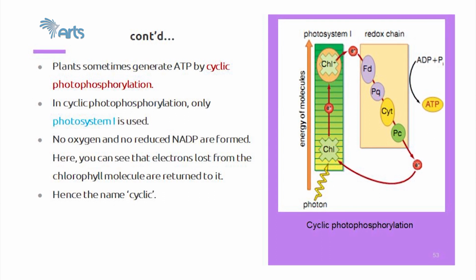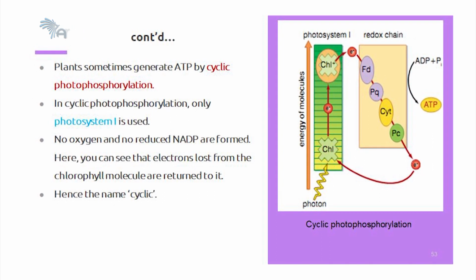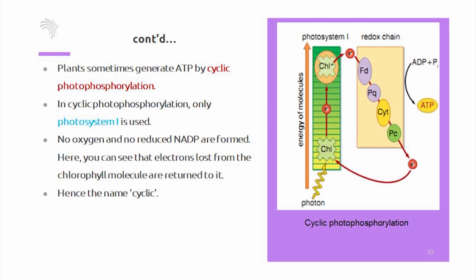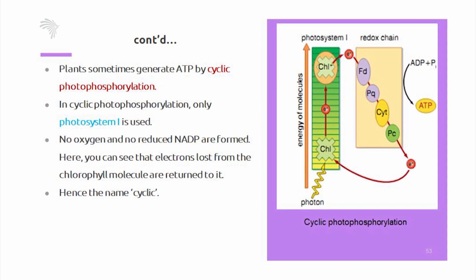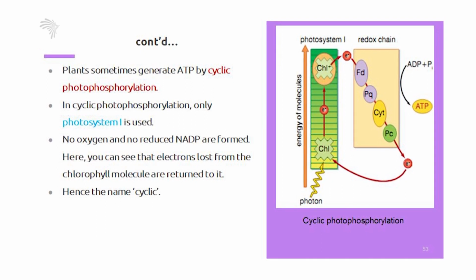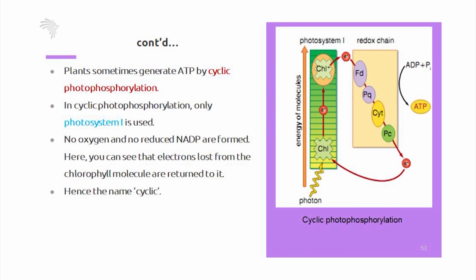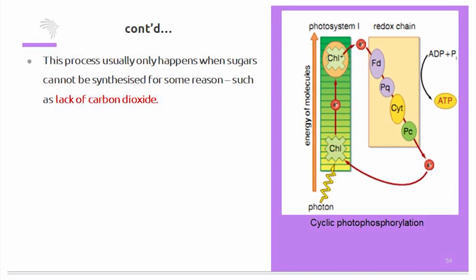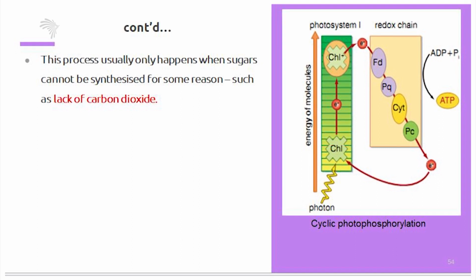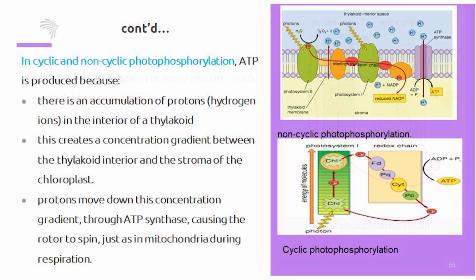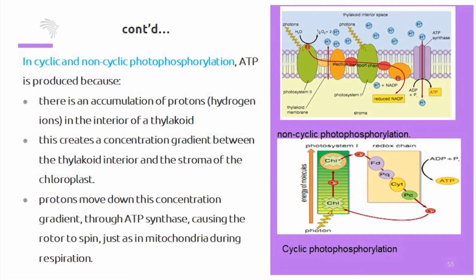So in this slide you can see as the light strikes this chlorophyll molecule, electrons are ejected, go down different carrier molecules, and there is a production of ATP molecules, and the electrons return back again to the chlorophyll molecule. So photosystem 1 is sometimes working independently. The process usually only happens when sugar cannot be synthesized for some reason, such as, let's say, lack of carbon dioxide. In lack of carbon dioxide, only photosystem 1 is working.